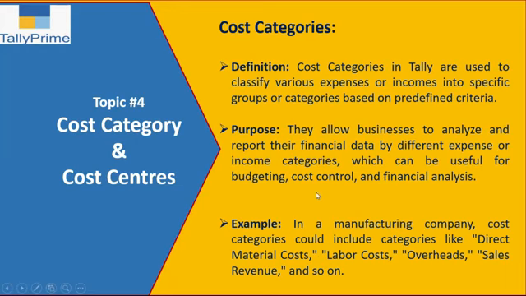Here is one example. In a manufacturing company, the cost categories could include categories like direct materials, labor cost, overhead, sales, and many more. So cost centers and cost categories have different types of examples. We'll go ahead with one example live.